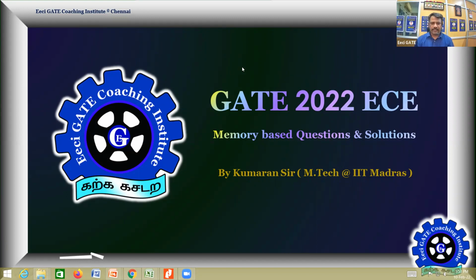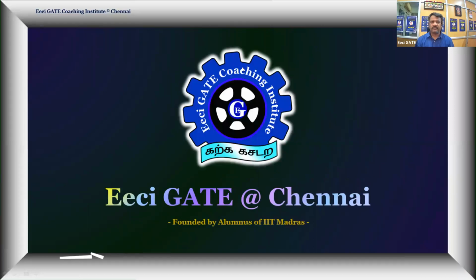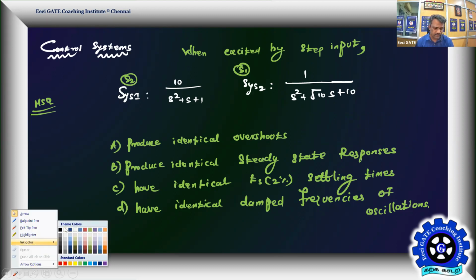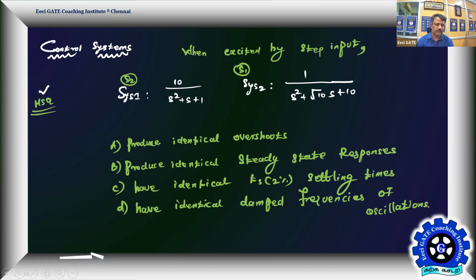Let us get into the next problem. This one is from control systems. Probably it's an MSQ problem, that's how I remember. So two different systems are given.